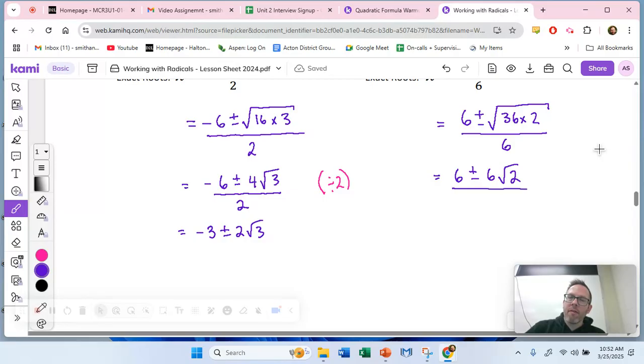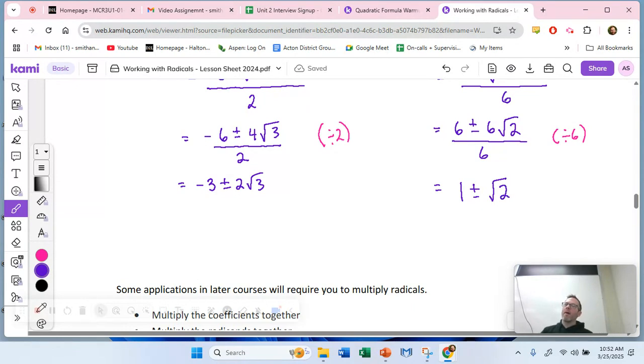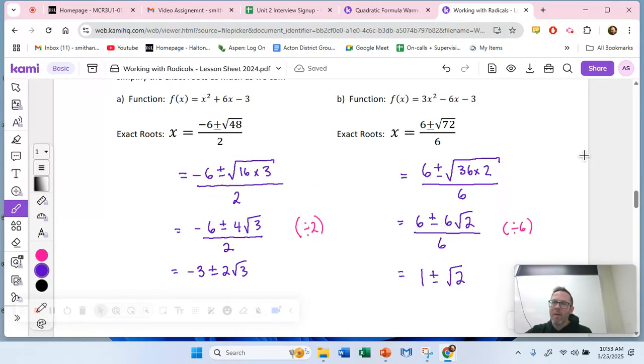All divided by 6. And guys, look. 6 divided by 6. 6 divided by 6. 6 divided by 6. If you divide every single thing here by 6, you get 1 everywhere. You get 1 plus or minus 1 root 2, or just root 2. And on the bottom, 6 divided by 6 is equal to 1. You just get 1 plus or minus root 2. That is way more simple than what we had up top.